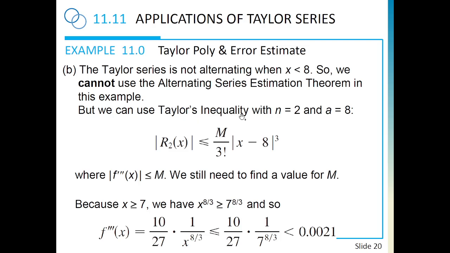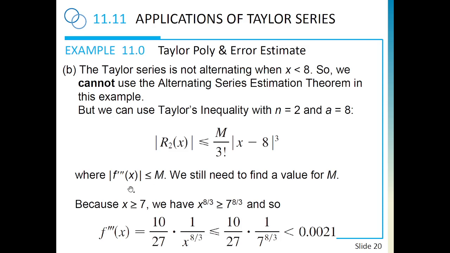Our polynomial is of degree 2, so the next term in the error is with n plus 1, so with 3, and it's centered at 8. So this is the formula by Taylor's inequality. In this case, we need to find the M, which is an upper bound for the third derivative. That's by the result, which is Taylor's inequality. So we need to find a number M that is bigger than the third derivative of the function on the interval 7, 9. So x varies between 7 and 9.